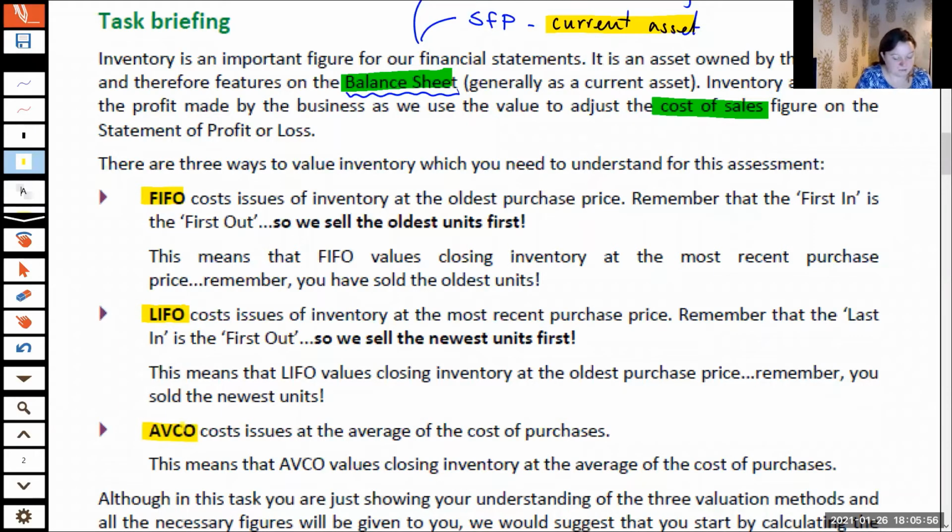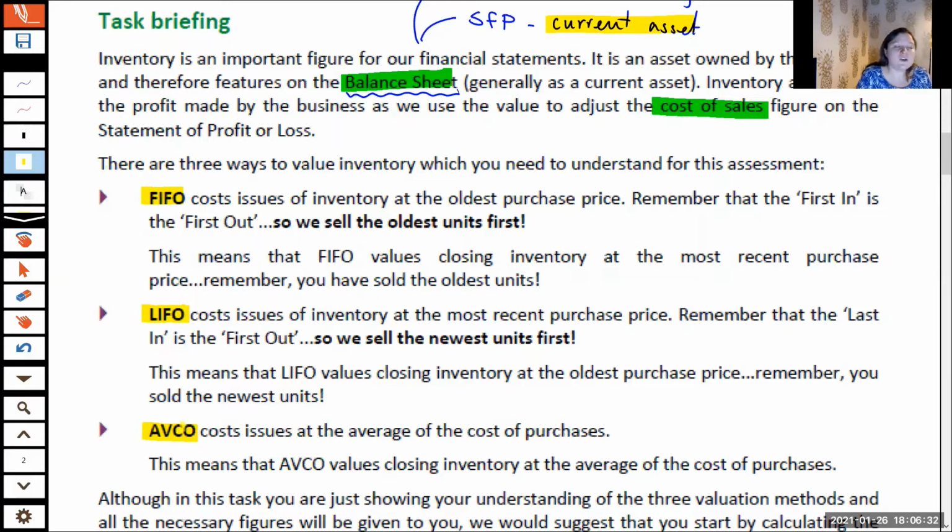Now, under FIFO, it stands for first in, first out. And that means that when you're looking at your inventory, you assume that the first item you bought into the business, say the first kilogram of flour you bought in, is the first kilogram of flour you would use when going through and actually making your cakes. So first in, first out, the first items we bought into the inventory, into stock, into our warehouse, are the first items we then issue and sell or use.